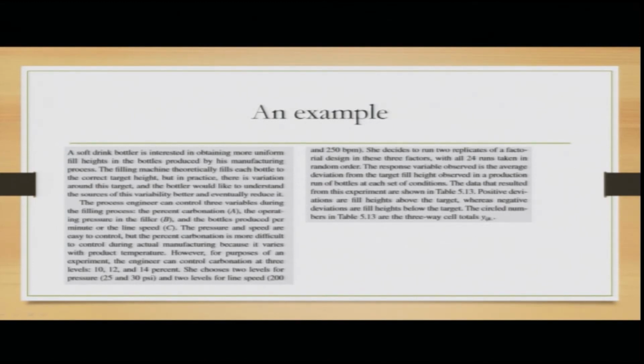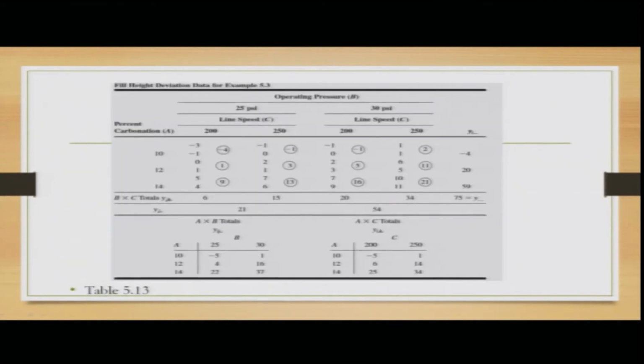So, i, j, k, l would be the nomenclature. Operating pressure B has 25 psi and 30 psi, and the percentage carbonation in the first column is 10, 12 and 14. For line speed 200, the values given are -3, -1, 0, 1, 5, 4, and for line speed 250, the values are -1, 0, 2, 1, 7, 6.